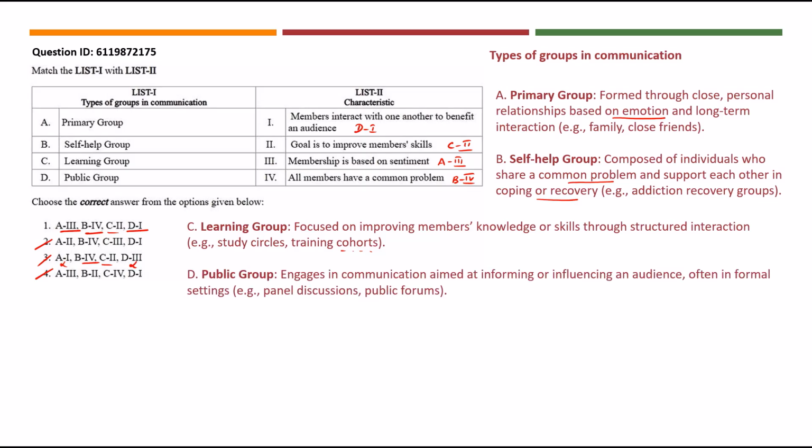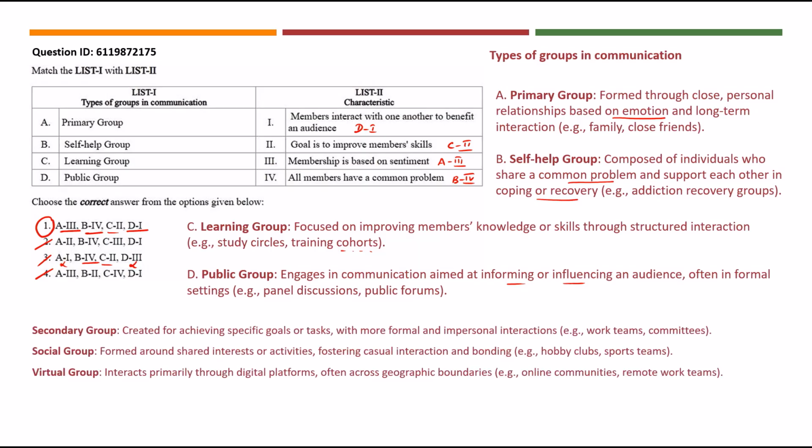What about D? Public group. Engages in communication aimed at informing or influencing an audience, often in formal settings. Example, panel discussions or public forums. So when you can relate public to audience, definitely public group will be members interacting with one another to benefit an audience. So what is this benefit an audience? Inform and influence audience is what they say, benefit. So D will be mapping to 1. We are going with option number 1, A3, B4, C2 and D1 as the right answer.